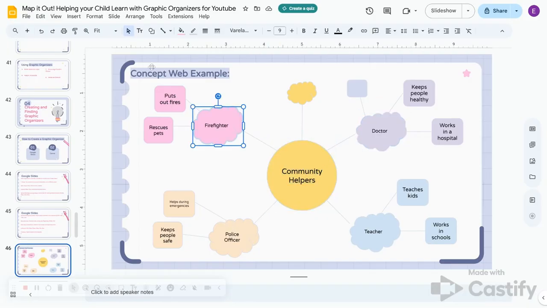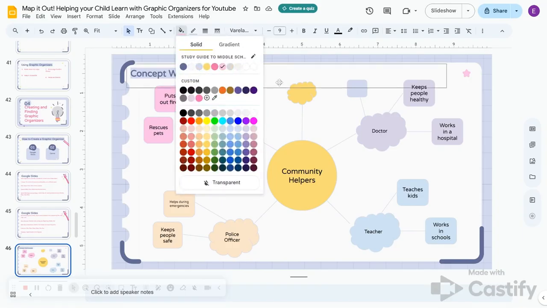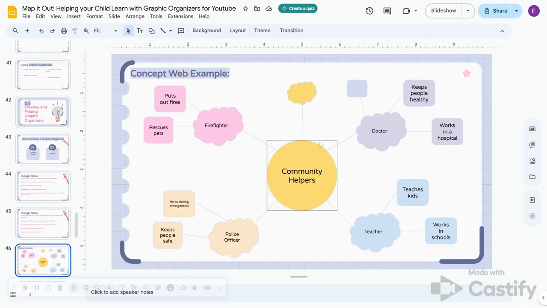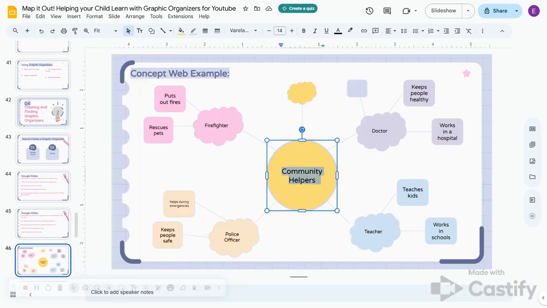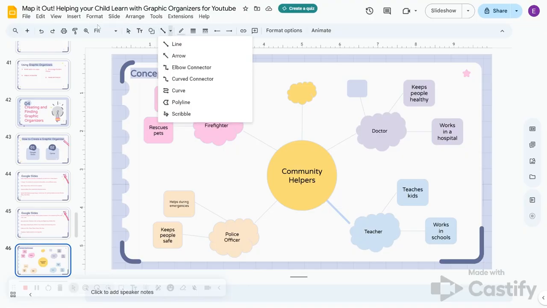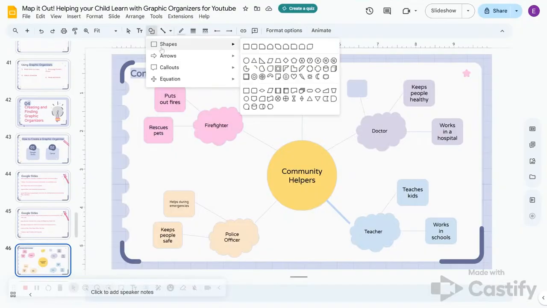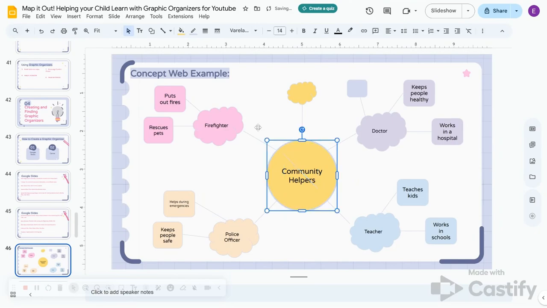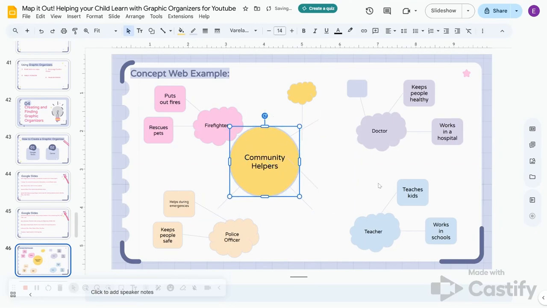You can pick the color. You can pick the shape. You can type in the boxes. You can create line shapes. You can create other shapes. These are all things that you can move.